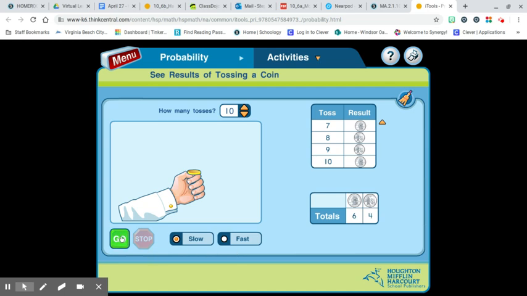Let's see what we get. If you think we'll get the same or different or more or less, let's see. They both have the same likelihood of heads and tails.